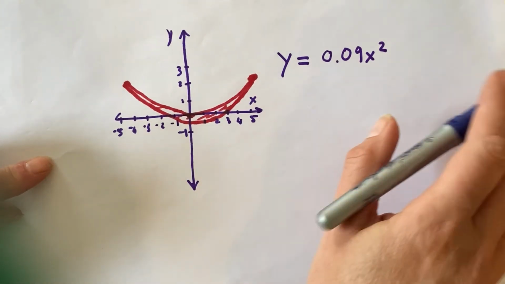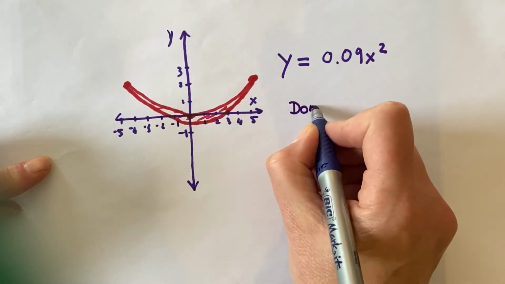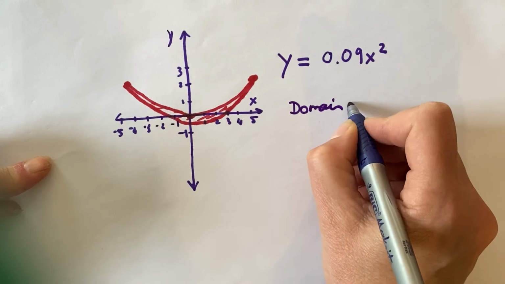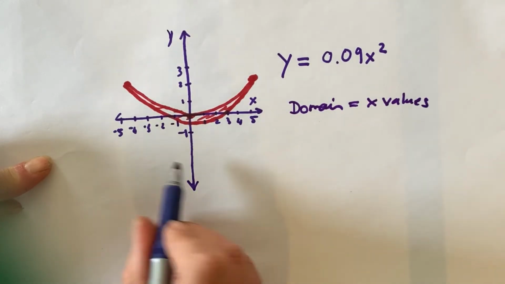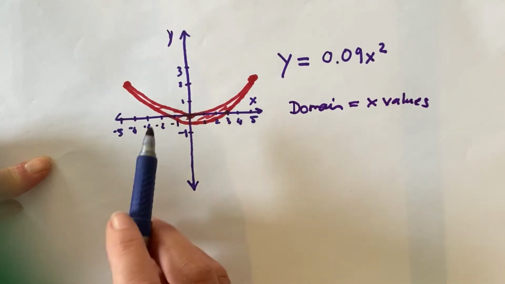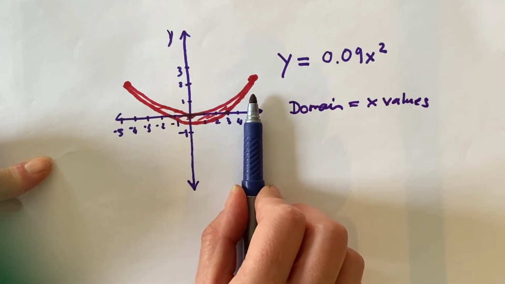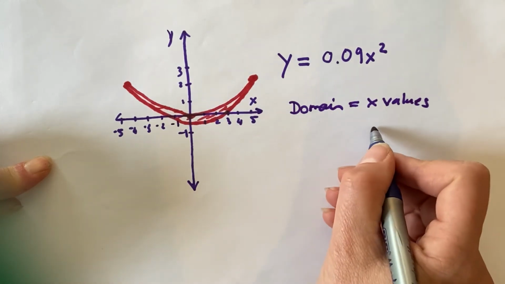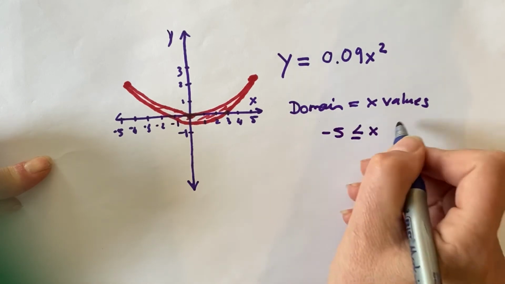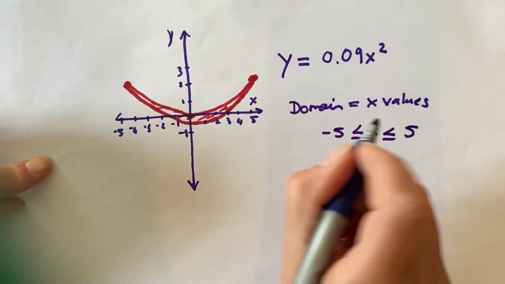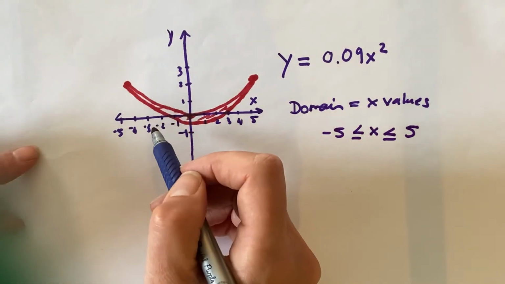Now, this is something we haven't looked at in a bit. If you remember, the domain just means x values. What are all the possible x values? Well, what is the domain? Where do you see the x values? They look like they start at -5 and they go all the way to +5. So my x values are going to be greater than or equal to -5 and less than or equal to +5. And it's greater than or equal to or less than or equal to because it also includes 5.